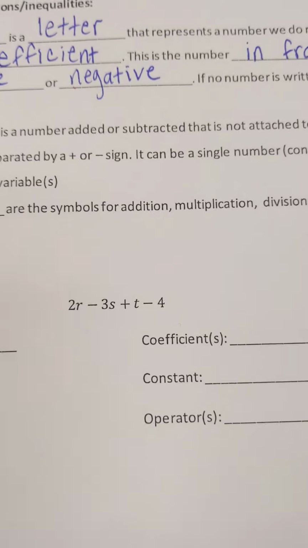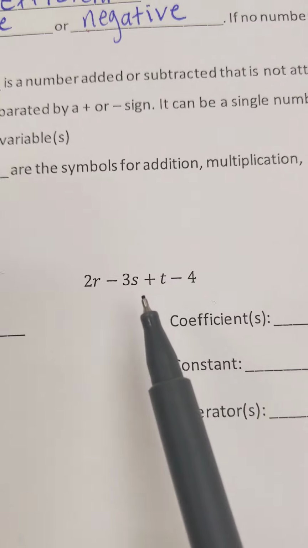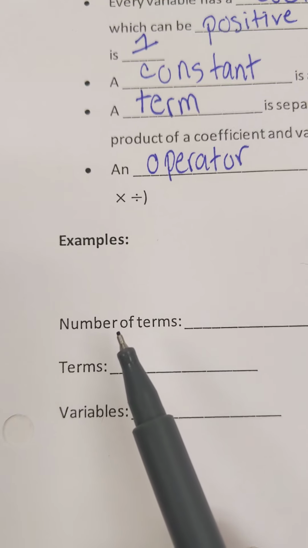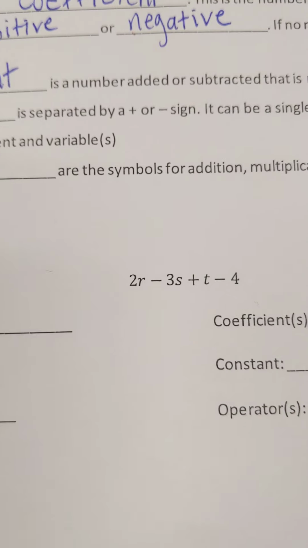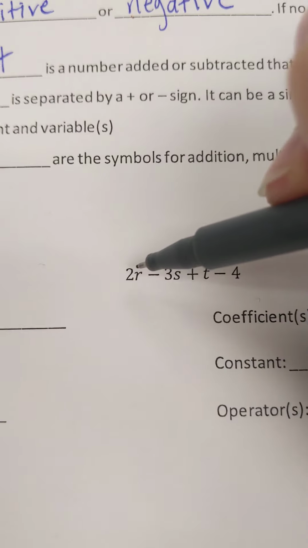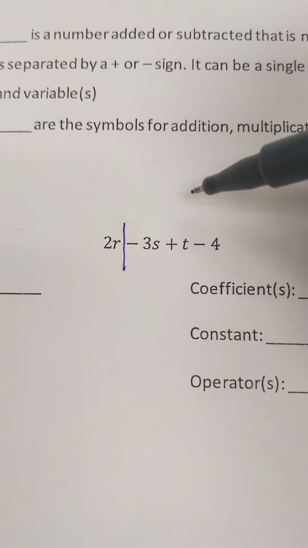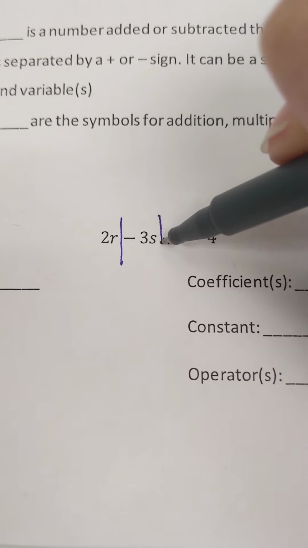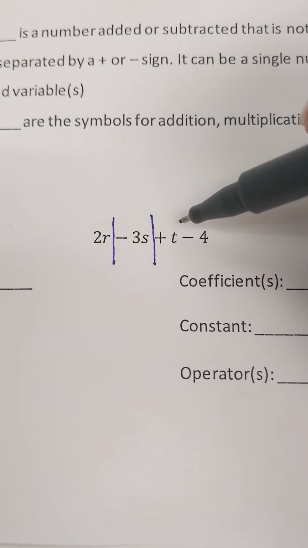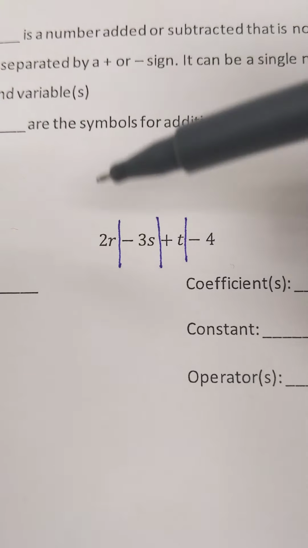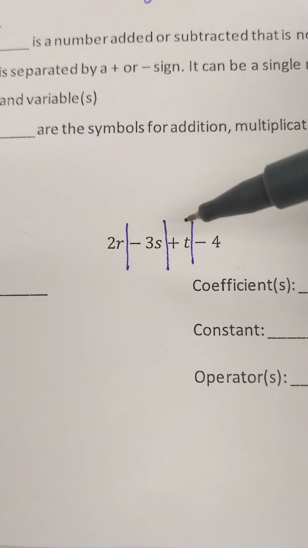So we're going to look at an example together. We've got 2r minus 3s plus t minus 4. It asks you how many terms there are. Terms are separated by plus or minus signs. So I've got 2r and then a minus sign. I've got minus 3s and then a plus sign. I've got plus t and then a minus sign. And I've got minus 4. So I have 1, 2, 3, 4 terms.